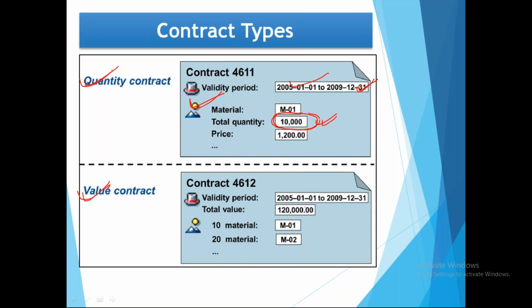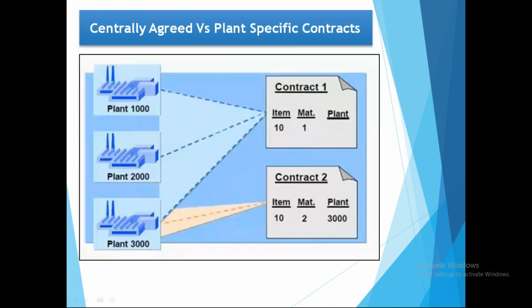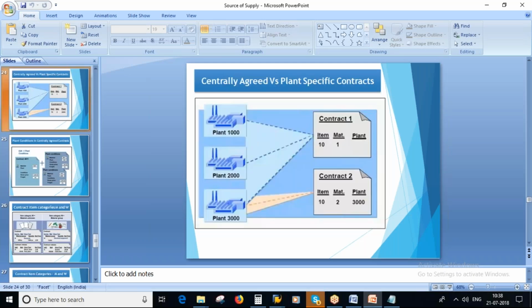Now for value contract, you enter the value, and here you can have multiple materials also. Whatever may be the material, the total value of materials I am going to purchase is this much. Once this value is reached, the system will not allow you to do further procurement. So there are two types of contracts, quantity contract and value contract. Now we will create the contracts in the system.